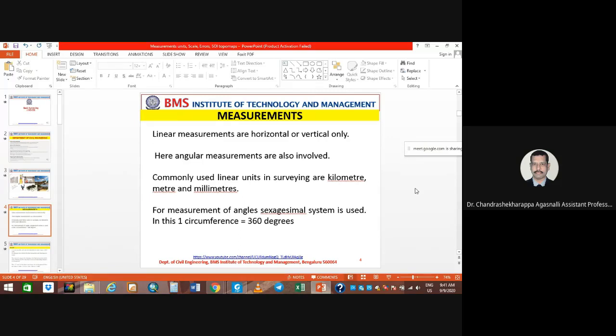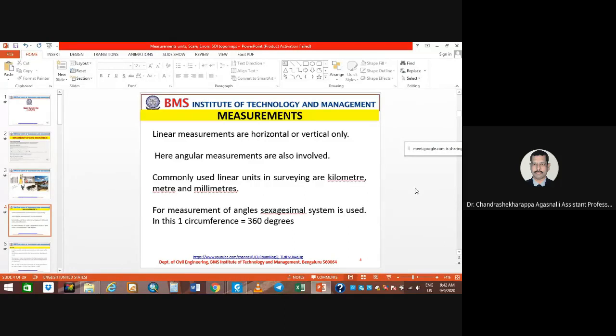With angles and linear together, you need the angle as well as the distance. That's called total measurement. So linear measurements are horizontal, or it may be vertical. Another measurement is called angular measurement. Angles may be 10 degrees, 20 degrees, 30 degrees. It's the inclination of the topography.